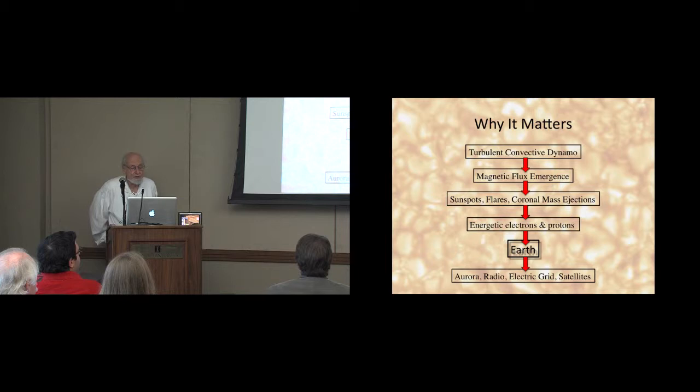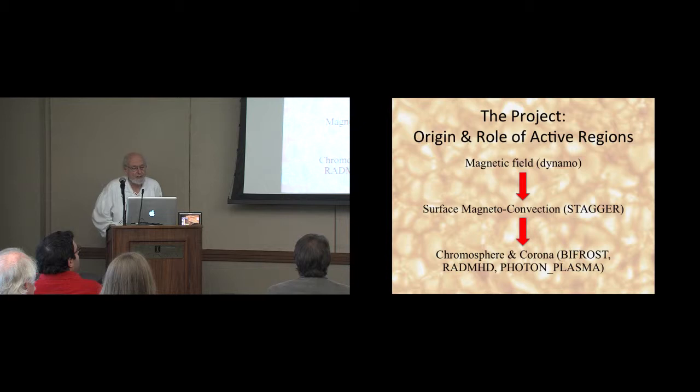They reach the Earth. They are what produce the aurora. They affect radio communications. They have been known on occasion to actually bring down the electric grid. They'll affect the GPS system, and they can affect the satellites. So that's why we're doing it.